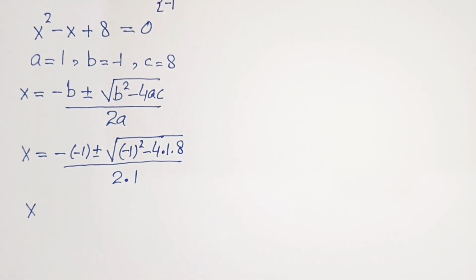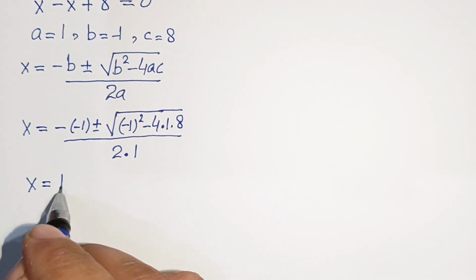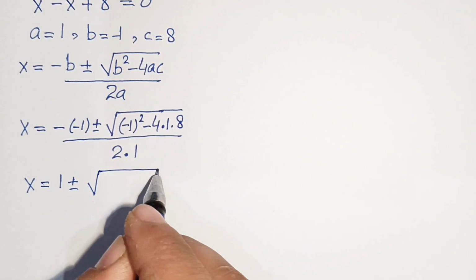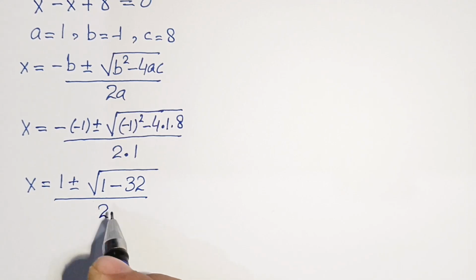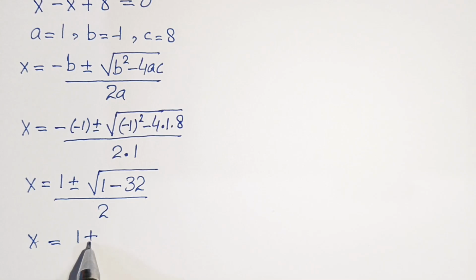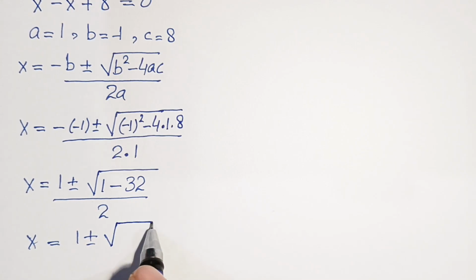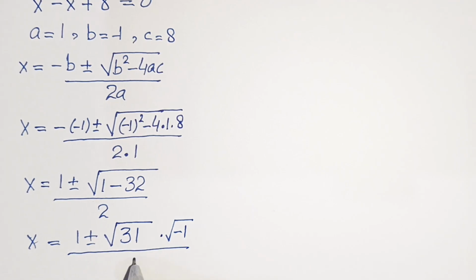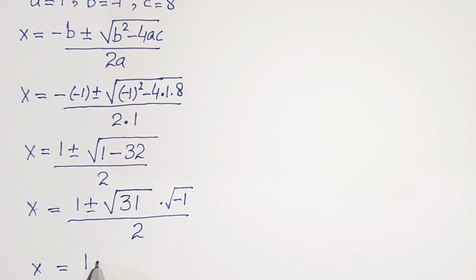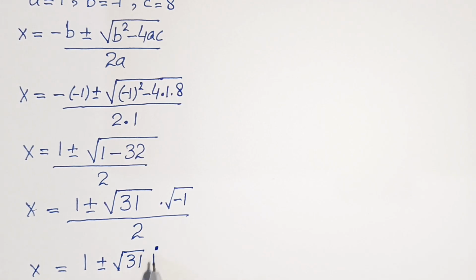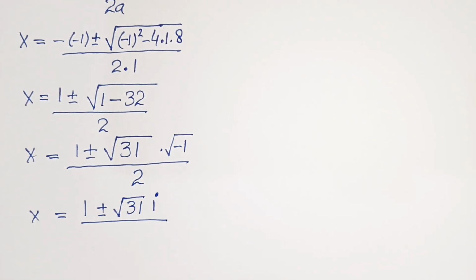Here x will be minus times minus is plus, so we get 1 plus minus square root of minus 1 squared is 1, minus 8 times 4 is 32, all over 2 times 1 is 2. So here we get 1 plus minus square root of minus 32 plus 1, we get minus 31. So minus 31 is written as 31 times square root of minus 1, all over 2. Our next step is x is equal to 1 plus minus square root of 31 times square root of minus 1, which is equal to i, all over 2.